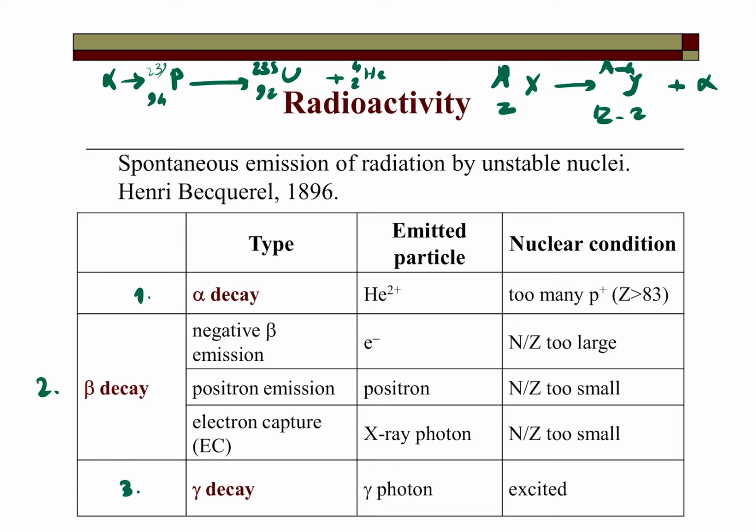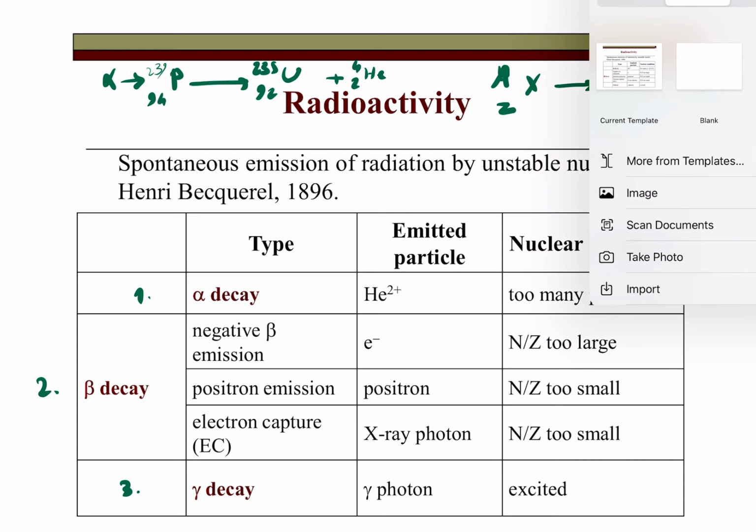But in beta, we have 3 types: negative beta, positive beta, and also electron capture. The first one, we start with negative beta. For example, I can write an example on the next page, or maybe it's better we open a page. For negative beta, we have carbon-14. Carbon is 14 and 6.